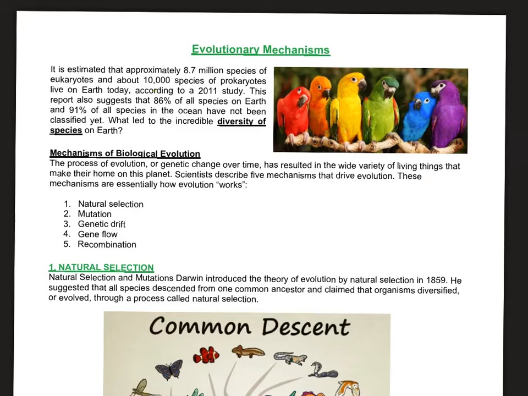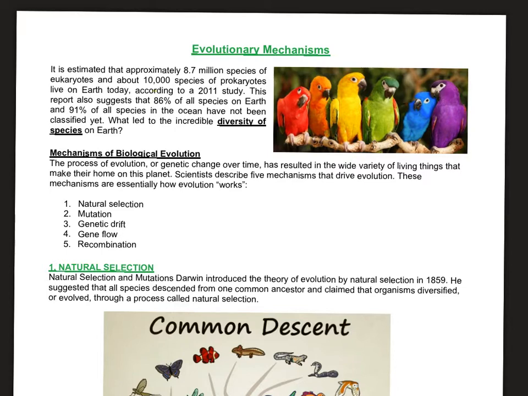It is estimated that approximately 8.7 million species of eukaryotes and 10,000 species of prokaryotes live on Earth today, according to a 2011 study. This report also suggests that 86% of all species on Earth and 91% of all species in the ocean have not been identified yet. What led to the incredible diversity of species on Earth?